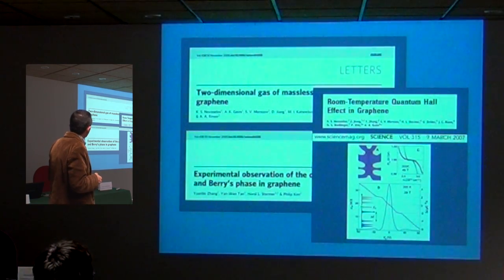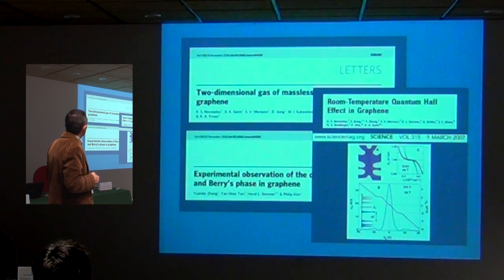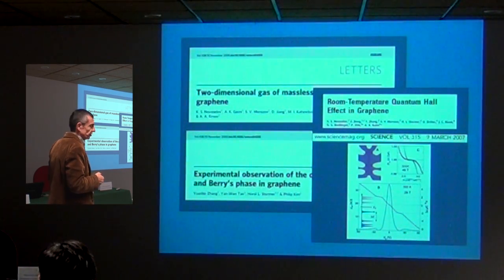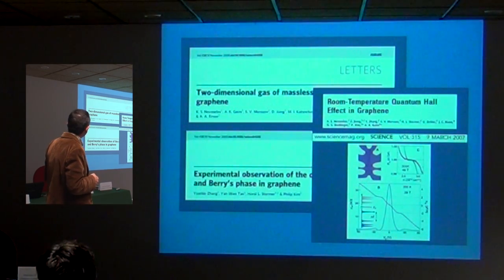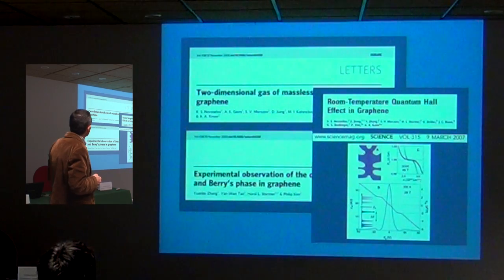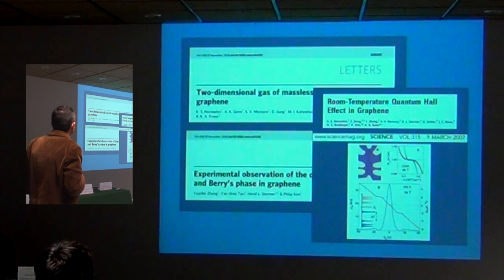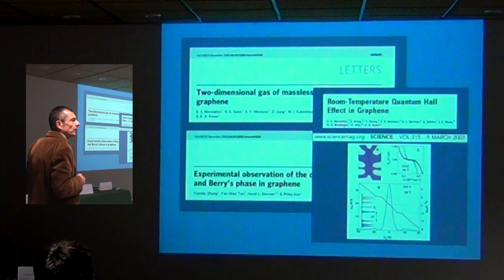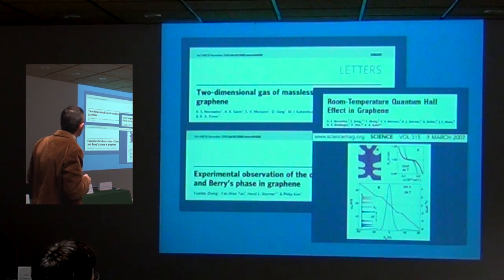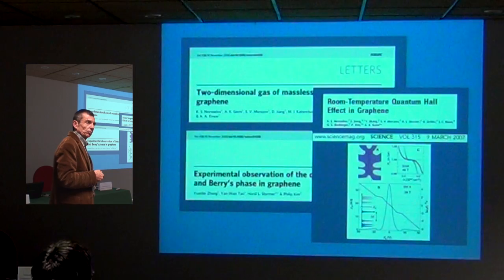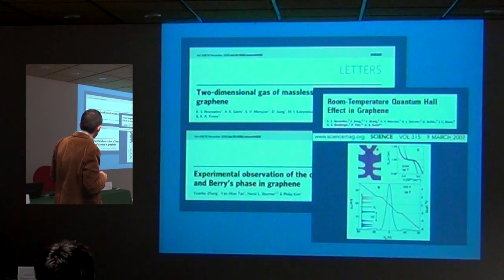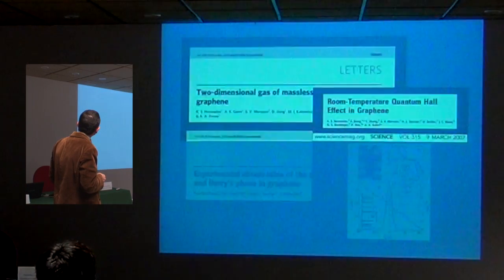A bit later, the same experimental groups which showed the existence of the quantum Hall effect in graphene, so I'm already talking about magnetic fields, showed that graphene was such a high mobility material and so special that you could also see the quantum Hall effect at room temperature, and that had not been seen before in any other material.